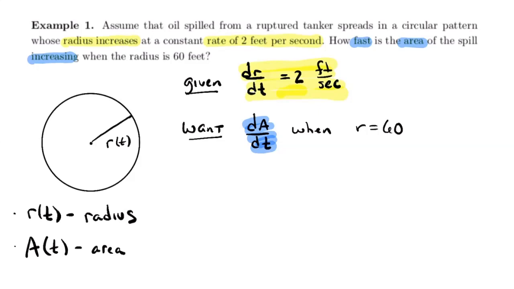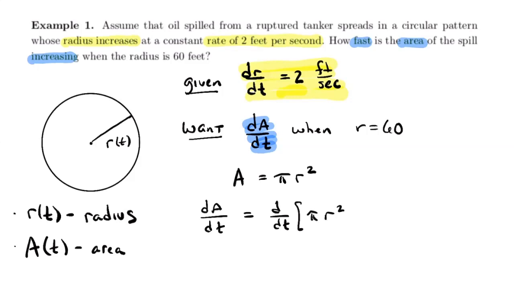You have to think to yourself, well, how are the radius and the area of a circle related? They're related by the equation: the area of a circle, you recall from geometry, is pi times the square of its radius. That's an equation that relates the area and the radius of a circle. So the idea is we differentiate that equation with respect to t. We differentiate implicitly with respect to time. I'm going to take the derivative of the left-hand side with respect to time, and I'm going to take the derivative of the right-hand side with respect to time.